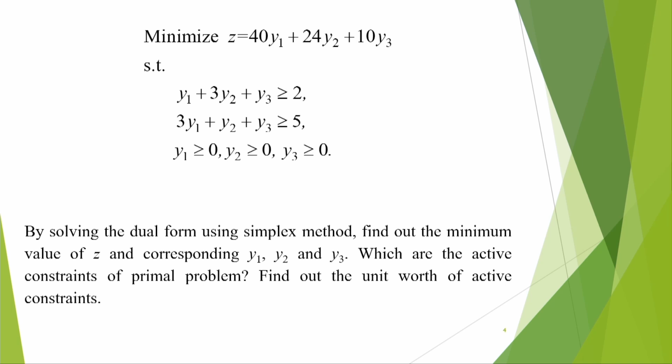Suppose you have the problem: minimize z = 40 y1 + 24 y2 + 10 y3, subject to the 2 constraints y1 + 3 y2 + y3 >= 2 and 3 y1 + y2 + y3 >= 5, with y1 >= 0, y2 >= 0, y3 >= 0. By solving the dual form using the simplex method, find the minimum value of z and the corresponding y1, y2 and y3, which are the active constraints of the primal problem. That is the question, and find out the unit worth of the active constraints.